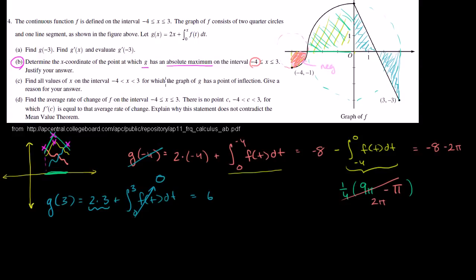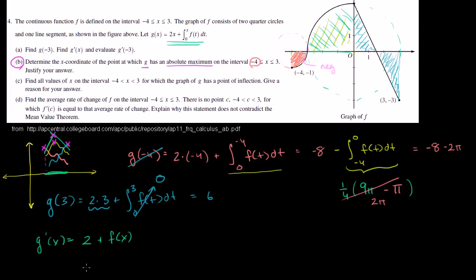So points where it's either not differentiable or its derivative is equal to 0. So let's look at its derivative. So g prime of x, we just take the derivative of this business up here. The derivative of 2x is 2. The derivative of this definite integral from 0 to x of f of t dt, we did that in part A. This is just the fundamental theorem of calculus. This is just going to be plus f of x right over there.